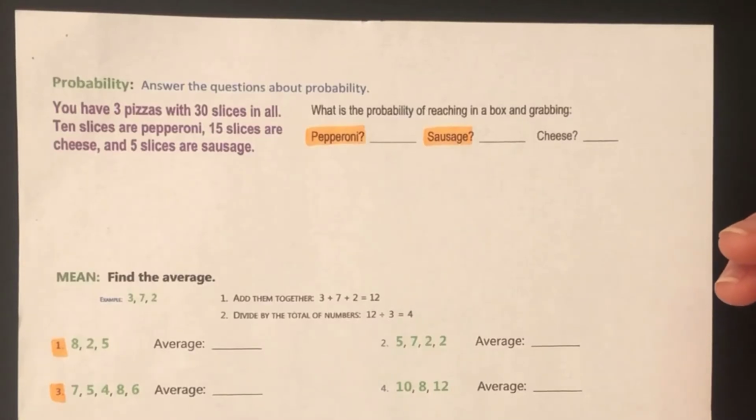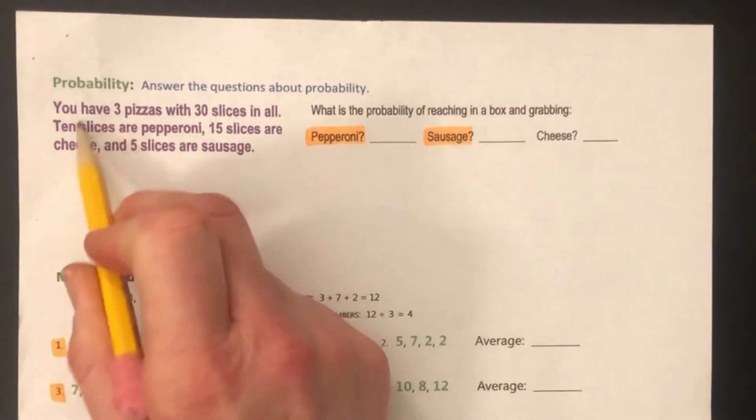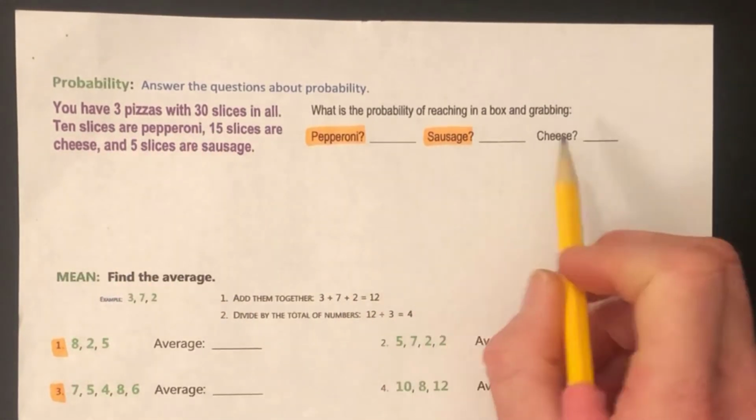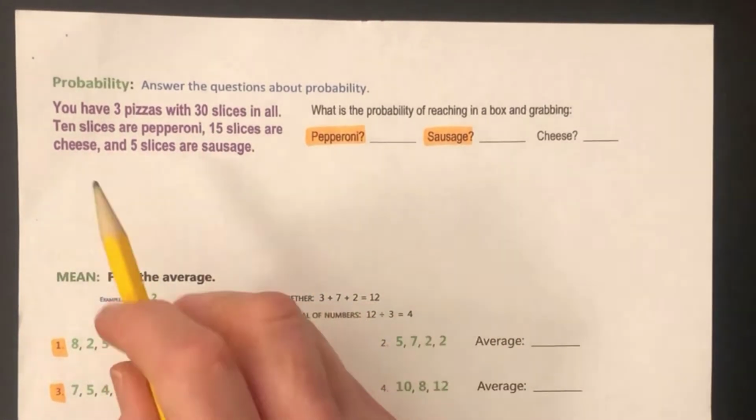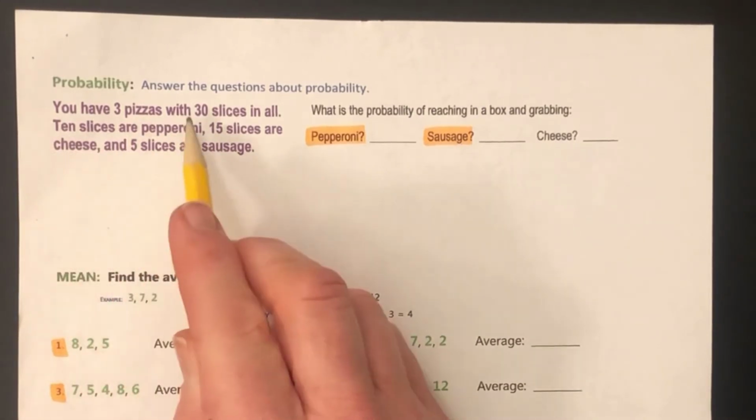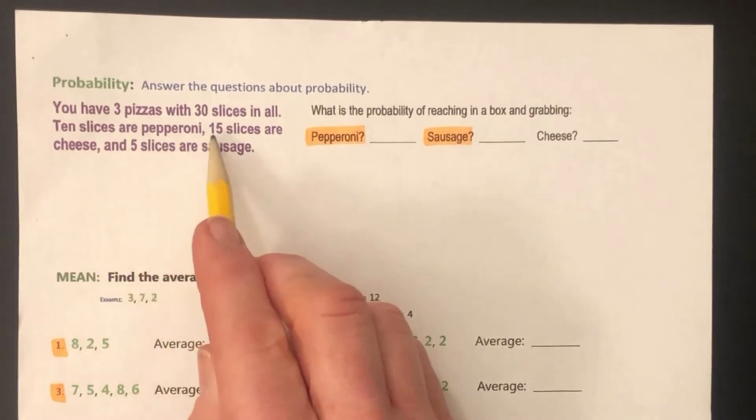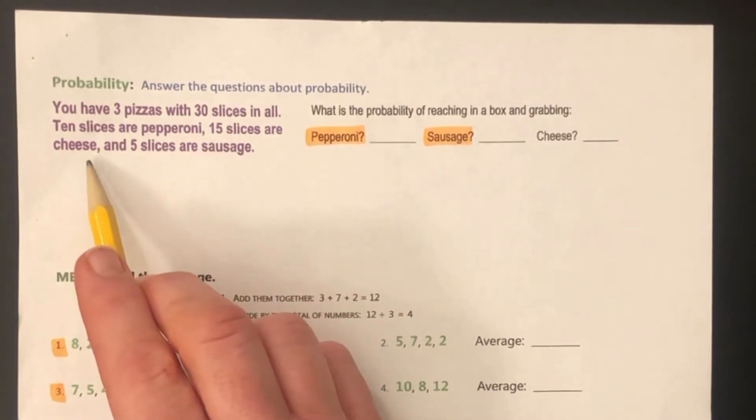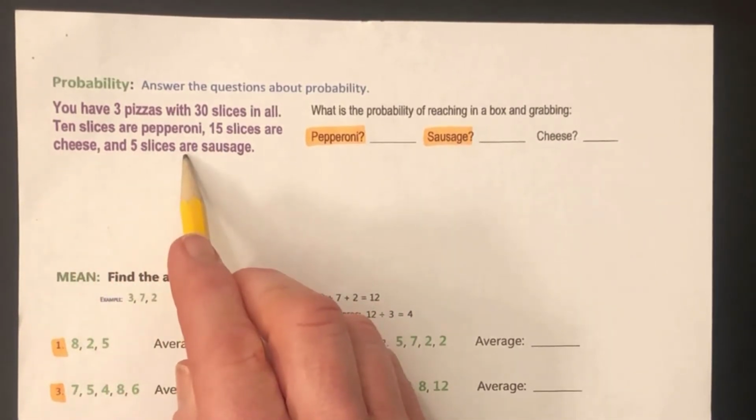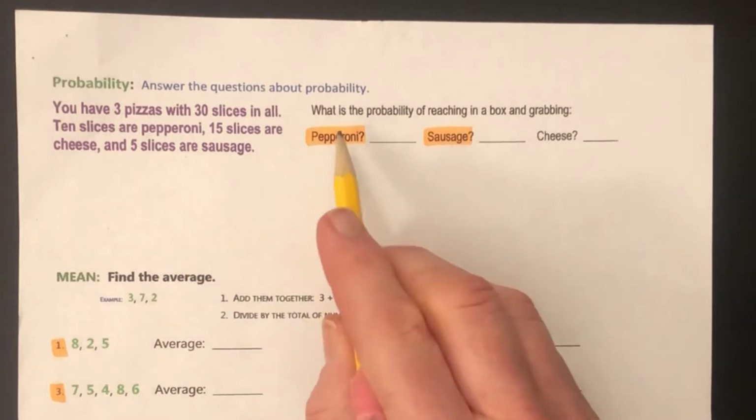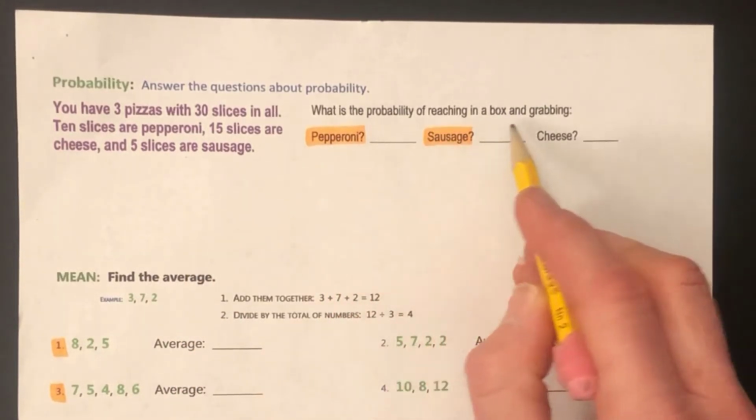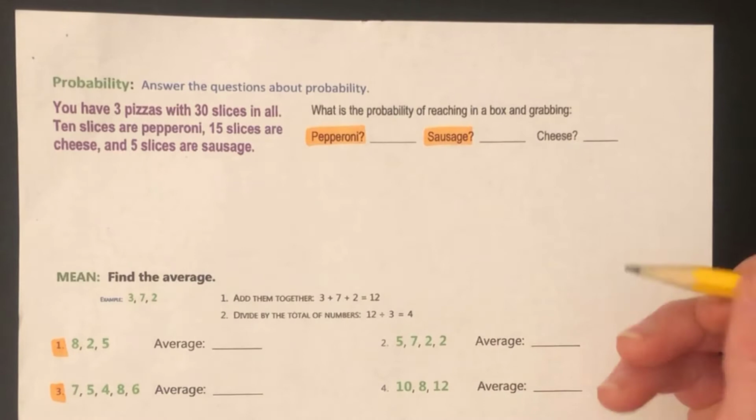First, we've got probability. We'll read our situation, we'll do these two together, and I'll let you do the cheese on its own. You have 3 pizzas with 30 slices in all. 10 slices are pepperoni, 15 slices are cheese, 5 slices are sausage. What is the probability of reaching in the box and grabbing?